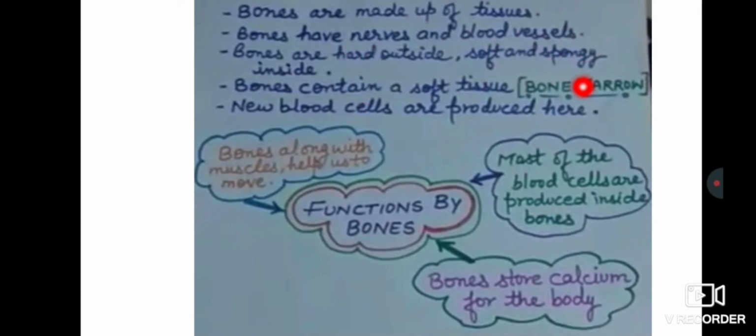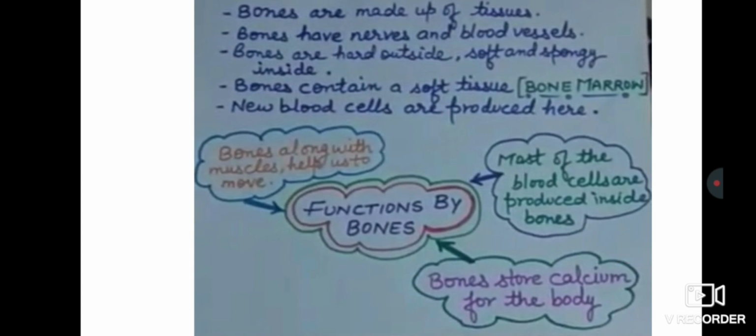As we have discussed, new blood cells are produced here. Children, remember this term, bone marrow, it is important. Bones along with muscles help us to move. These are the functions of bones which we have discussed, but again, most of the blood cells are produced inside the bones.